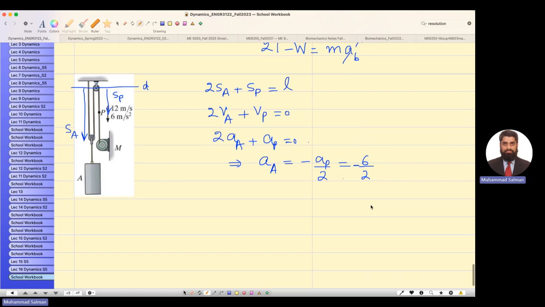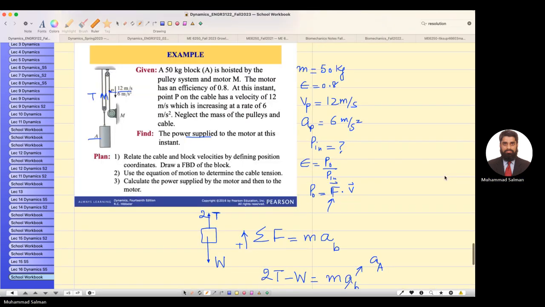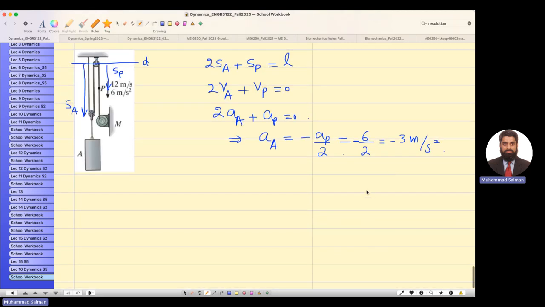So let me ask you, does negative mean upward direction or downward direction? The acceleration of the block is -3 meters per second squared. Does negative mean downward or upward for the block A? Upward, because the direction of our SA axis is downward, which is positive. Downward is positive, and our answer shows negative acceleration. That's why we say negative means the block acceleration is upward. You understand that point? So the block is going up.